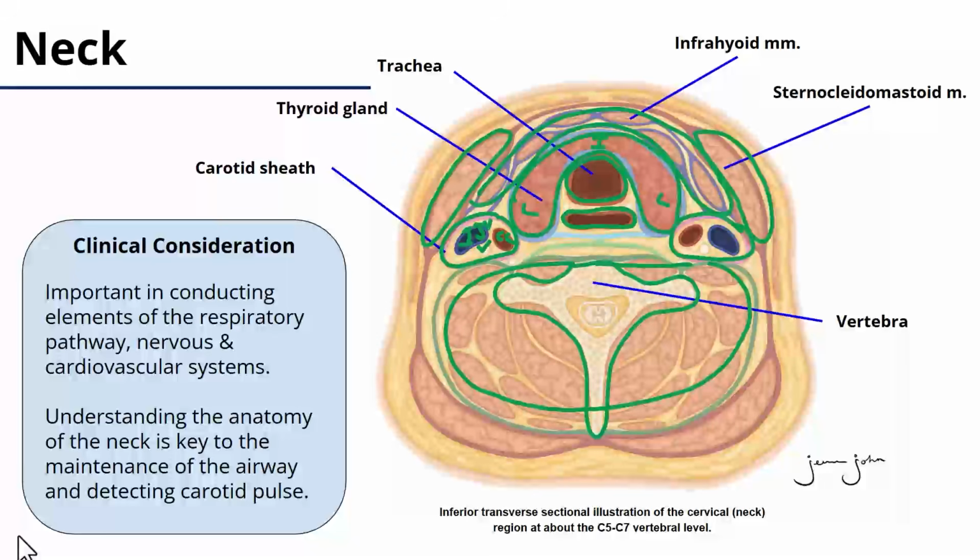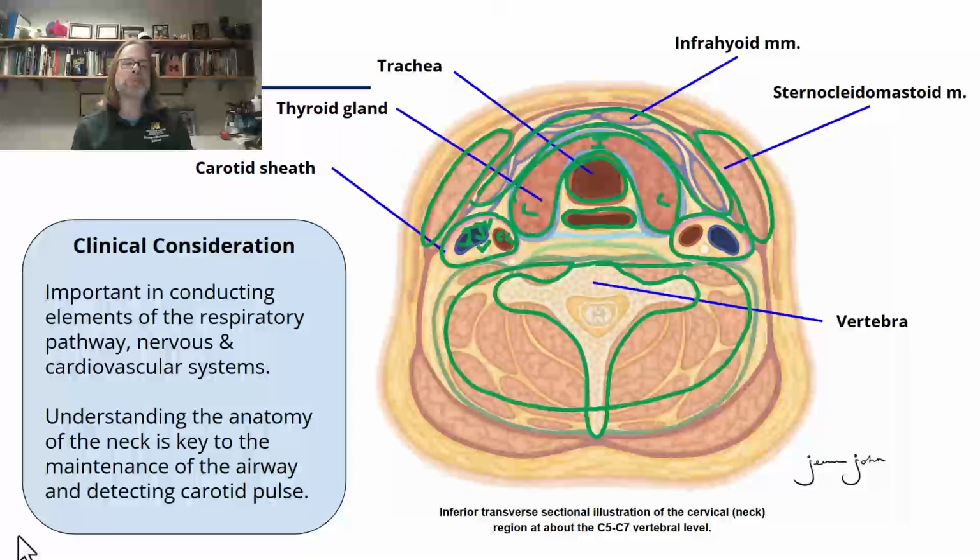So this is a very important region for moving elements of the cardiovascular system, as well as the respiratory and digestive systems. The neck is also important because we may palpate the carotid pulse. The carotid pulse is a feature where we can detect blood flow to the brain.